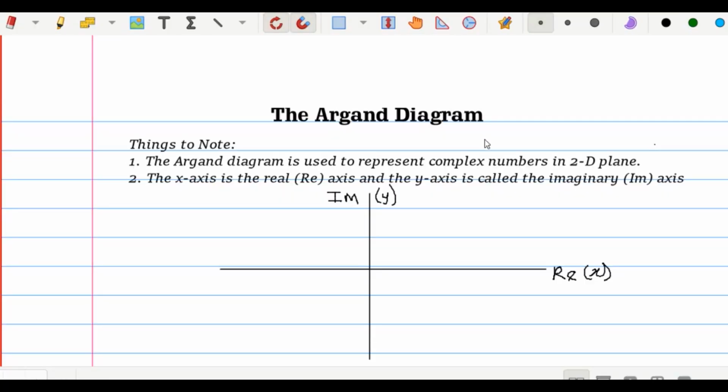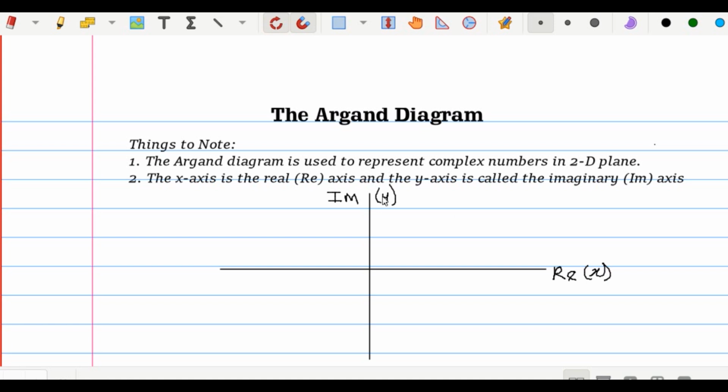In this video, we're going to be looking at the Argand diagram. We're going to be looking at how to represent complex numbers on the Argand diagram. There are a few things to note here. First of all, the Argand diagram is used to represent complex numbers in a 2D plane. By that we mean just the x and y plane, the plane with just x and y axes.